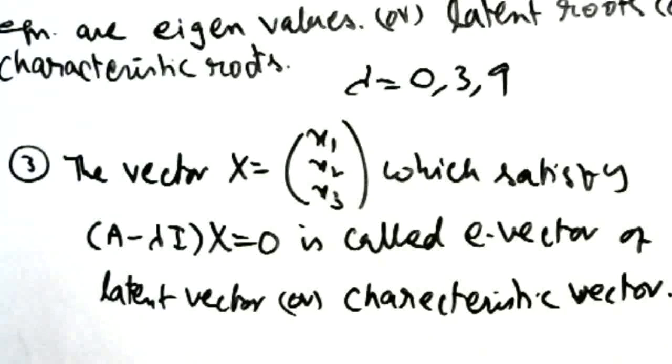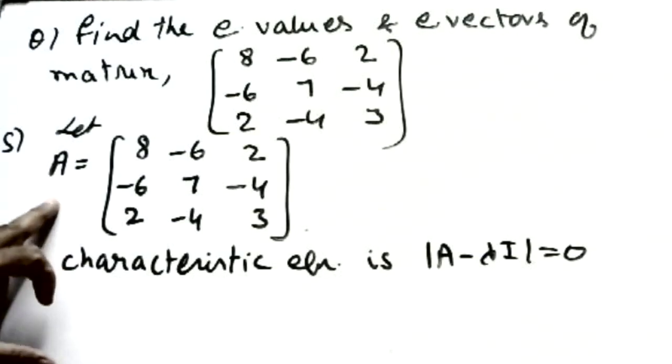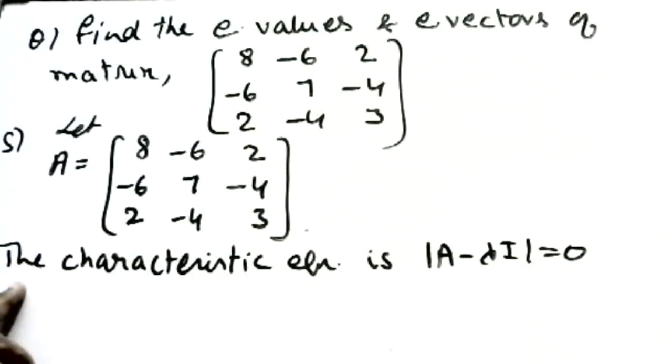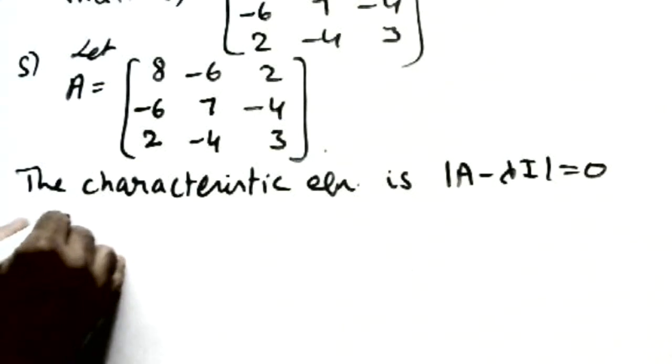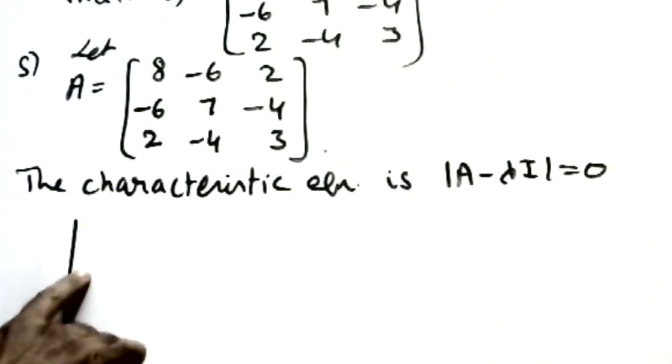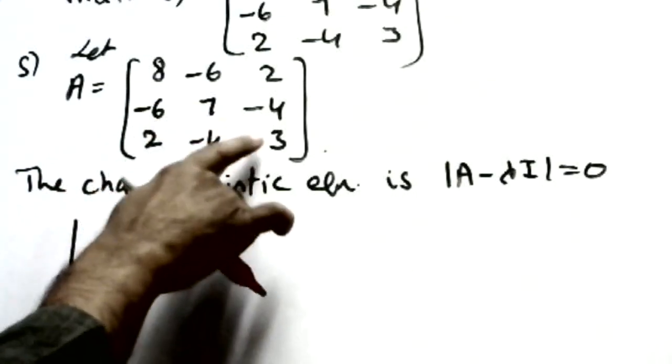Inshallah, we go into detail for one example. So see here, let me solve one question. Find the eigenvalues and eigenvectors of the matrix. Let me denote the matrix by A. Now the starting step is we must write the characteristic equation of the matrix A. So what is the characteristic equation? A minus lambda I equals 0. How to write this? This is the determinant.